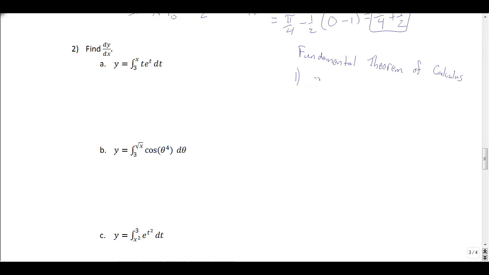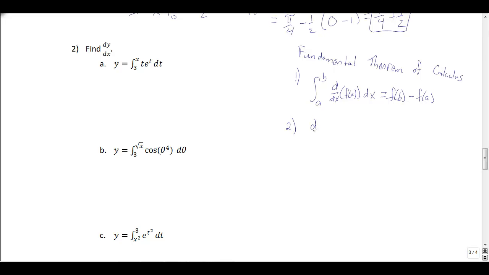One part says that if I do the integral from a to b of the derivative of f of x dx, that this is effectively f of b minus f of a. Essentially, that's what we've been doing up to this point. So one part of the fundamental theorem of calculus says if I have an integral of a derivative, something happens where it's effectively that function.